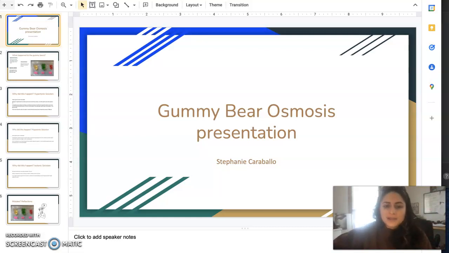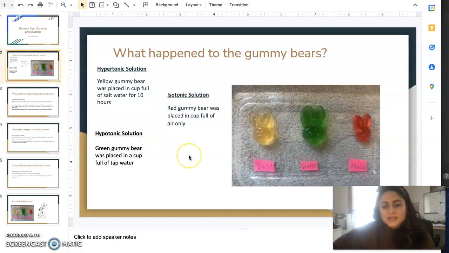Okay, so I created a PowerPoint to just organize my gummy bear osmosis at home experiment a little better, but I will get right into it. So I'll show you my results. What happened to my gummy bears?